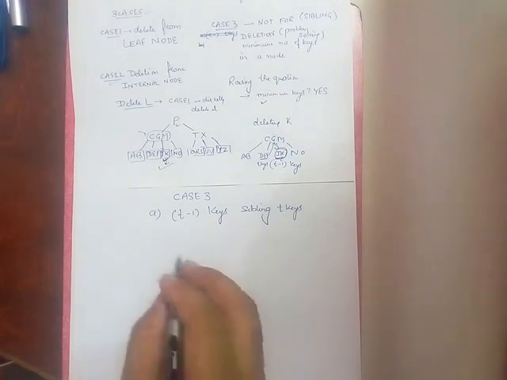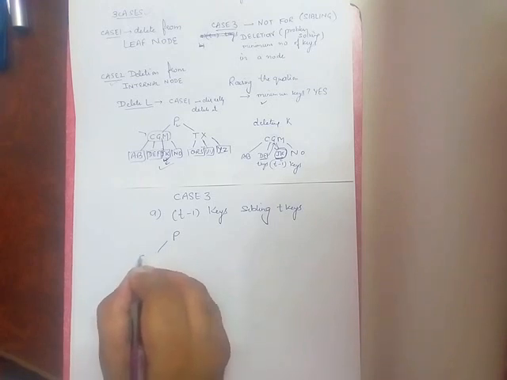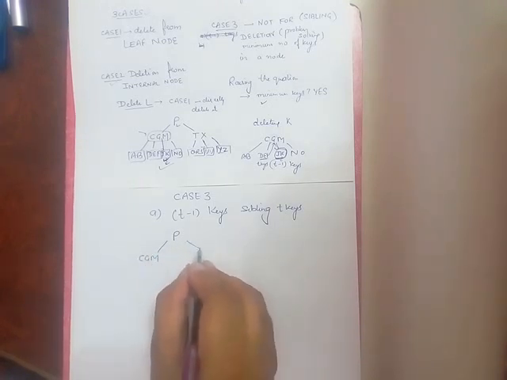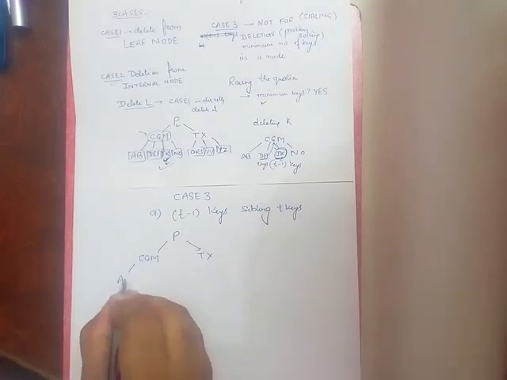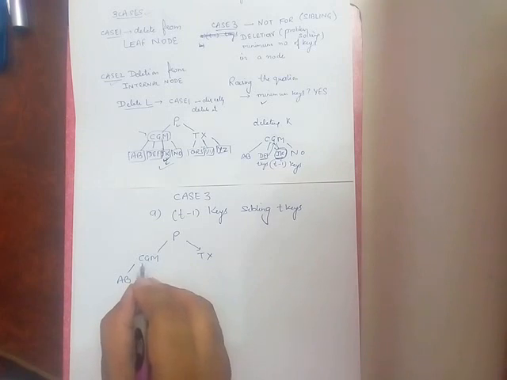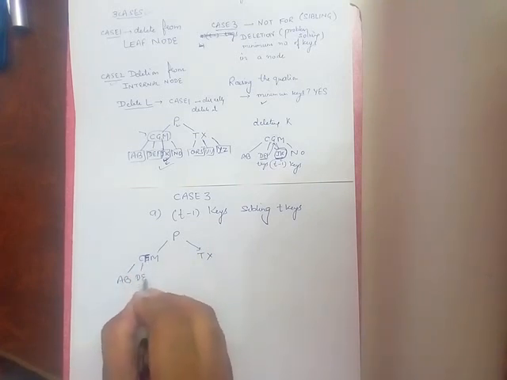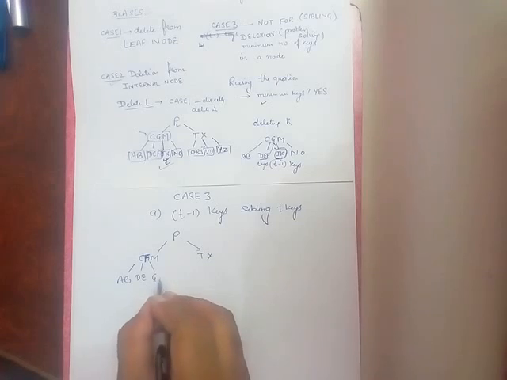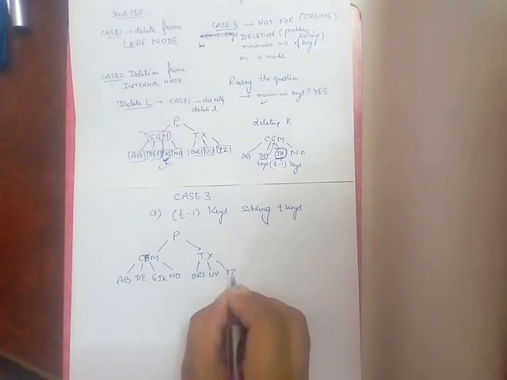Then the figure will become like this. P will be the root node, CGM will be here, TX will be here. Now AB will be here, and we are moving F upward, that is F is coming at this place. Left child is having DE, right child will be having G, J and K. Here I am having NO, here QRS, here UV, and here YZ.